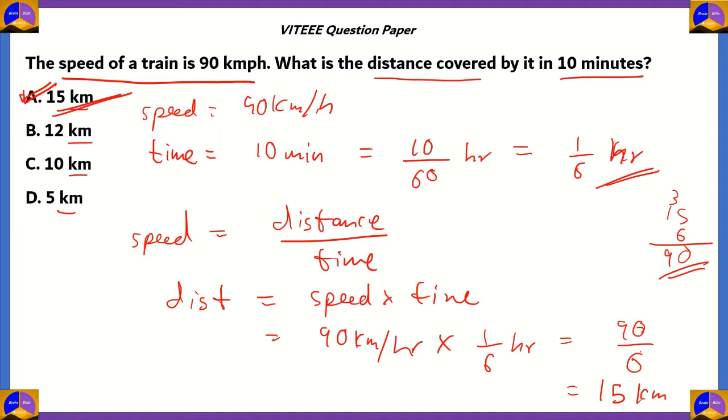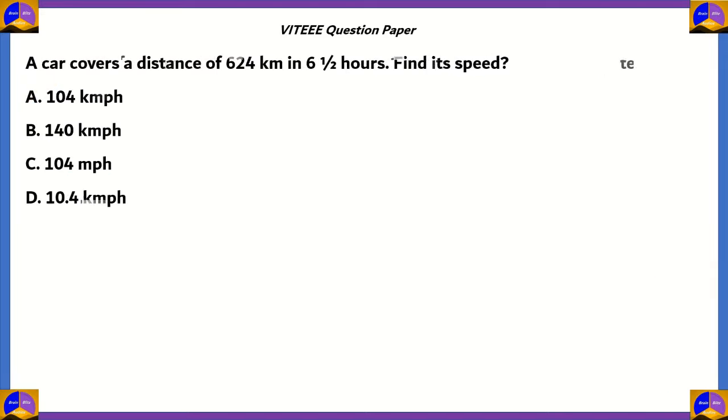So this question is pretty simple. All you have to do is convert the time into 1 standard unit so that you can use the formula speed equals distance by time, and then convert it to suit your need, which in this case is to find the distance covered in 10 minutes if the speed is 90 kilometers per hour.